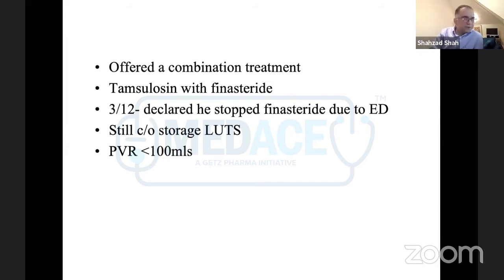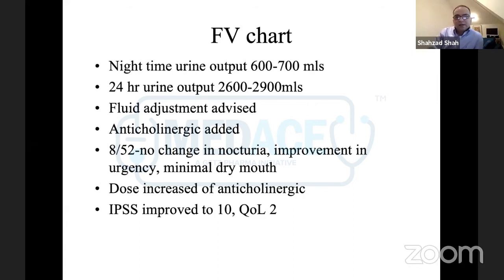However, he continued to complain of frequency and urgency. His post-void residual was less than 100. His fluid volume chart showed a daytime frequency of, and nocturia volumes of 600 to 700 mils, getting up 2 to 3 times at night, with an overall fluid volume output of around 3 liters. A fluid adjustment was advised and an anticholinergic added.